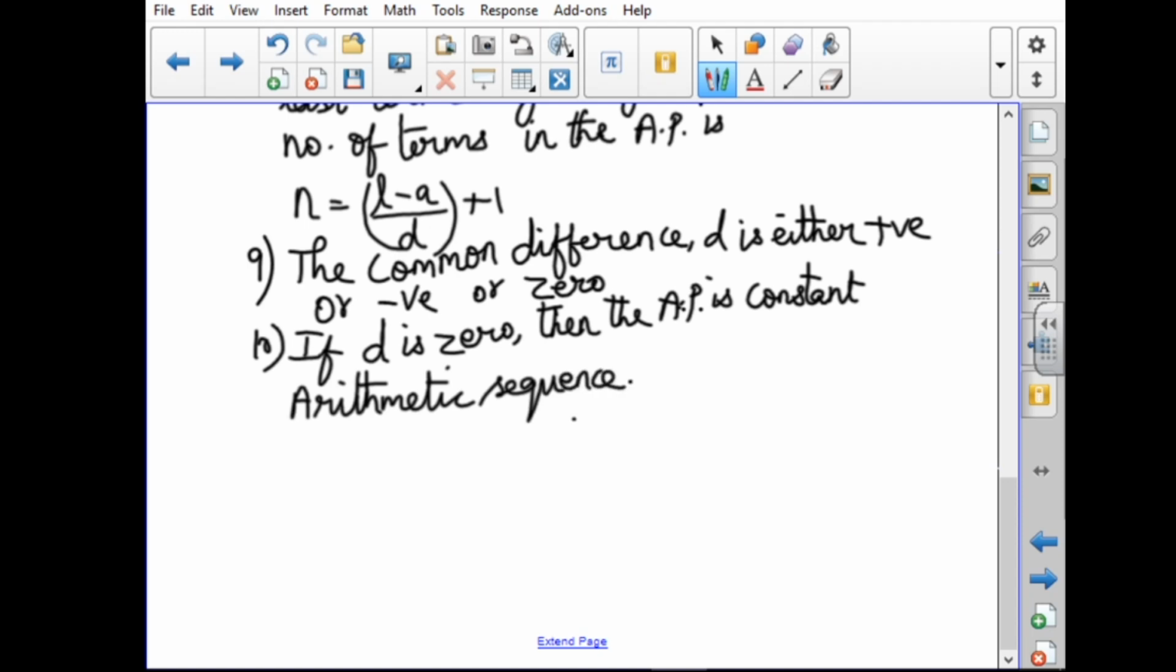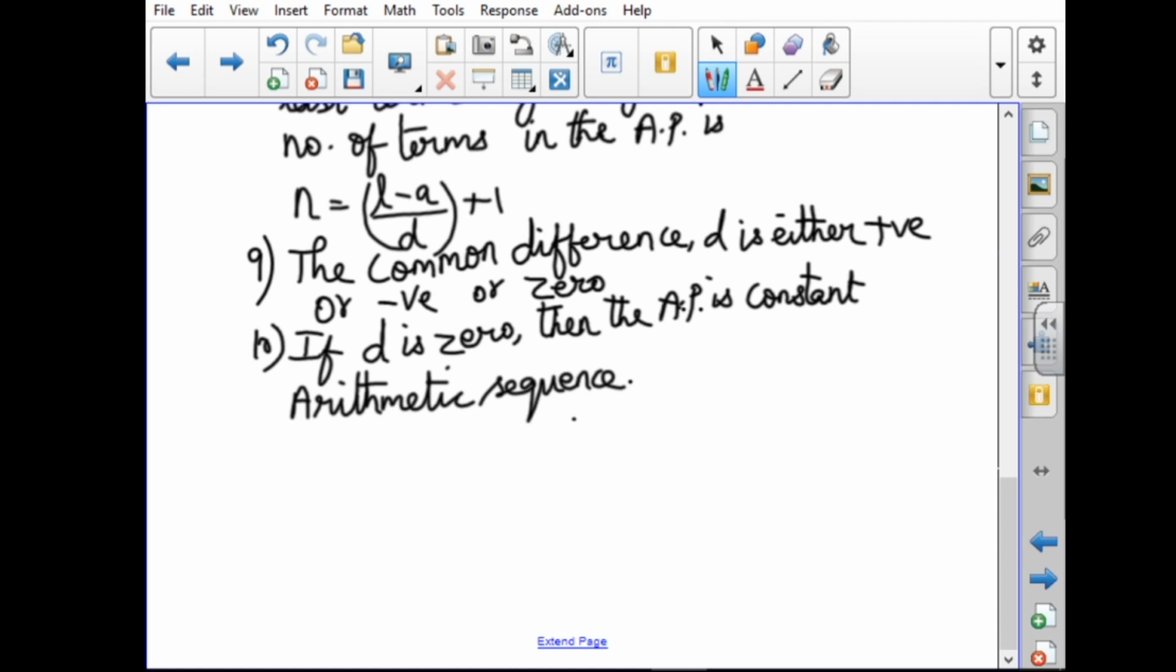So if the common difference is positive, the sequence will be in increasing order. If it is negative, the sequence will be in decreasing order. So it is increasing, or here it is decreasing. If it is 0, it is known as a constant arithmetic sequence. We can do the example exercise.